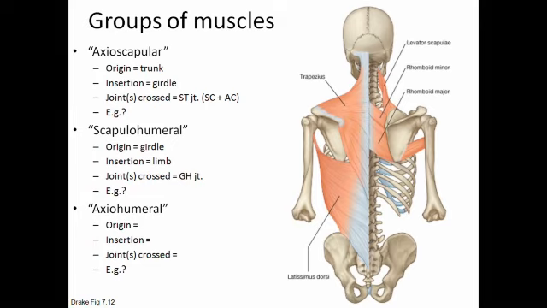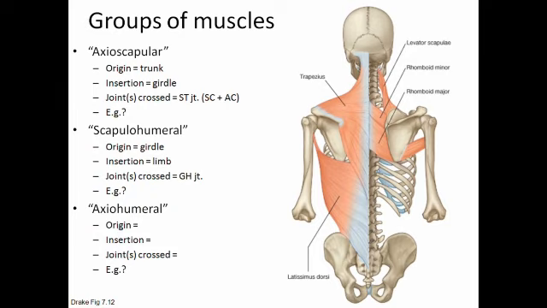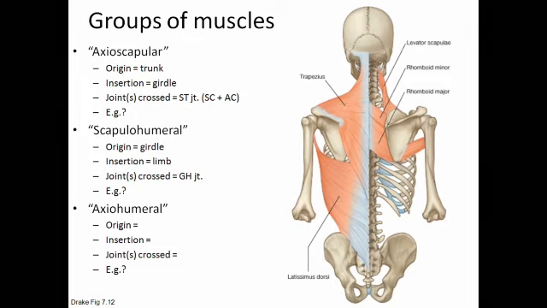Can you have a look at the diagram and identify a muscle that you think might be an axioscapular muscle? The scapulohumeral muscles are muscles that have their origin on the girdle and their insertion on the upper limb. Therefore, the joint that these muscles will cross will be the glenohumeral joint. Once again, can you see any muscles on this diagram that may fit that criteria?